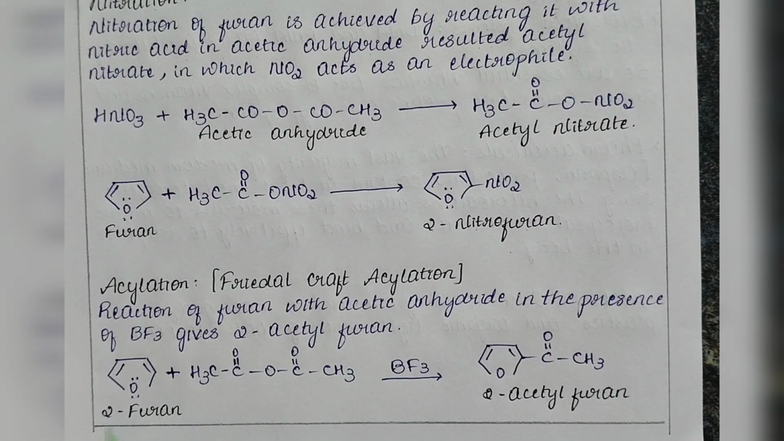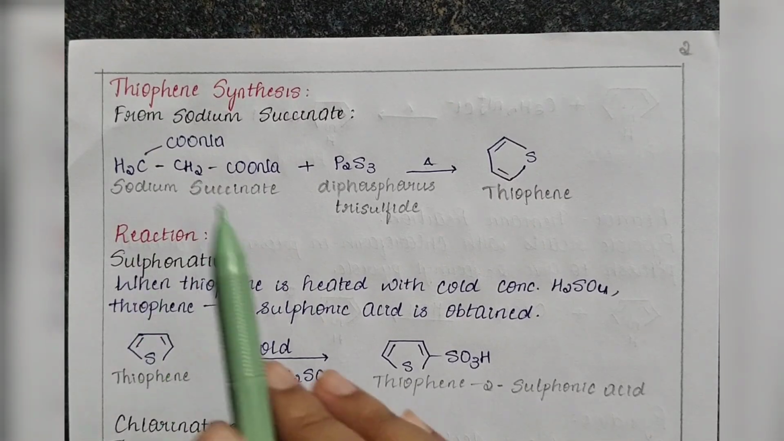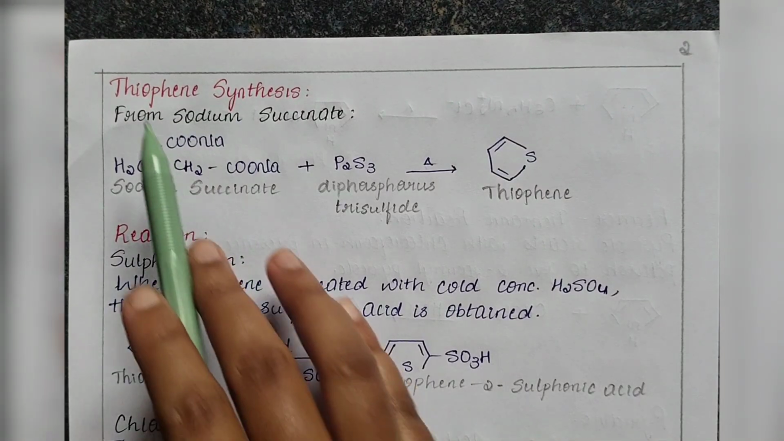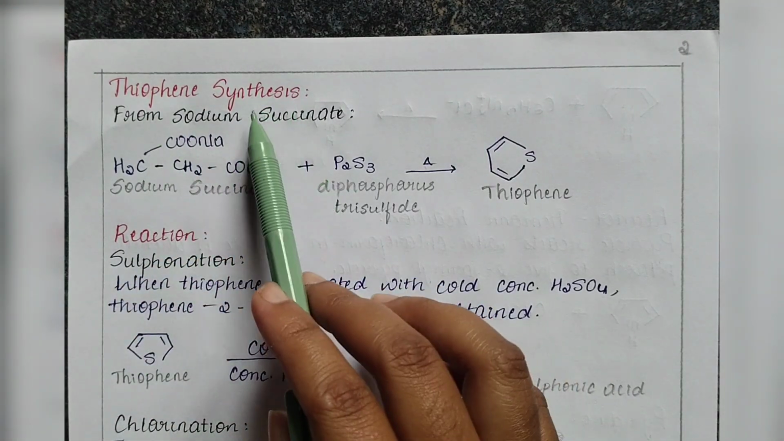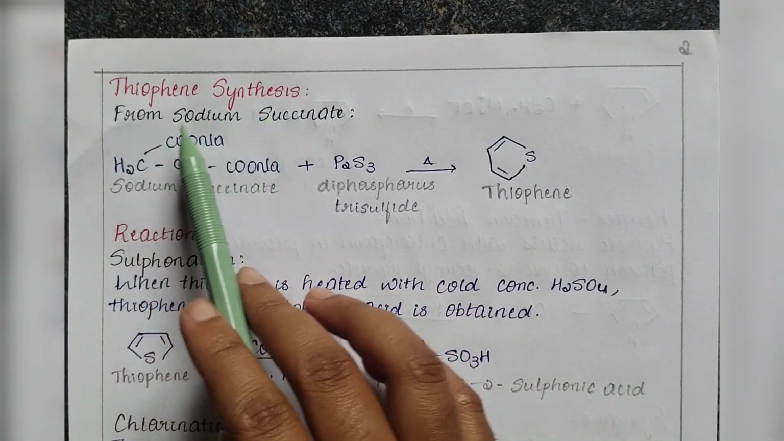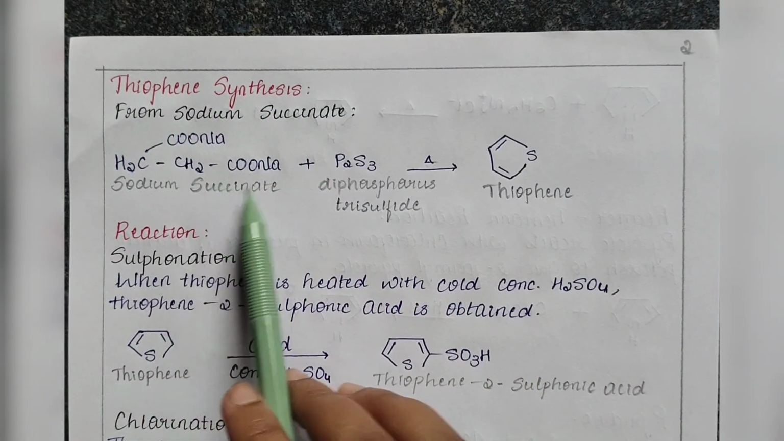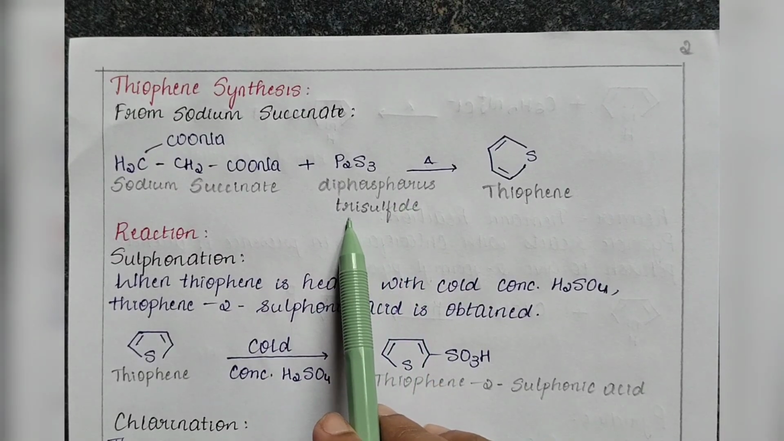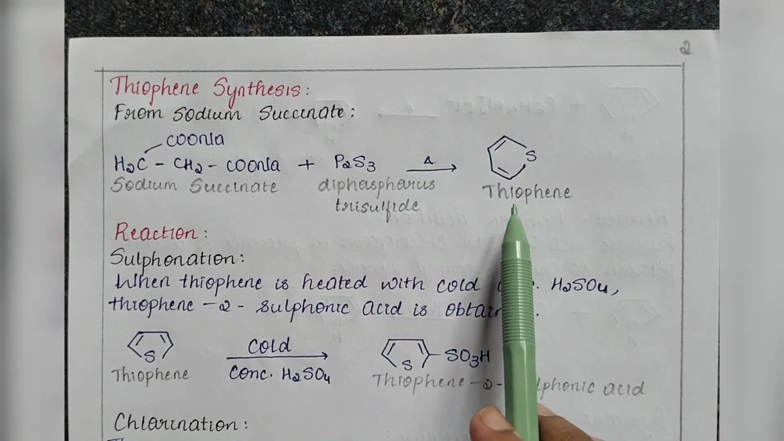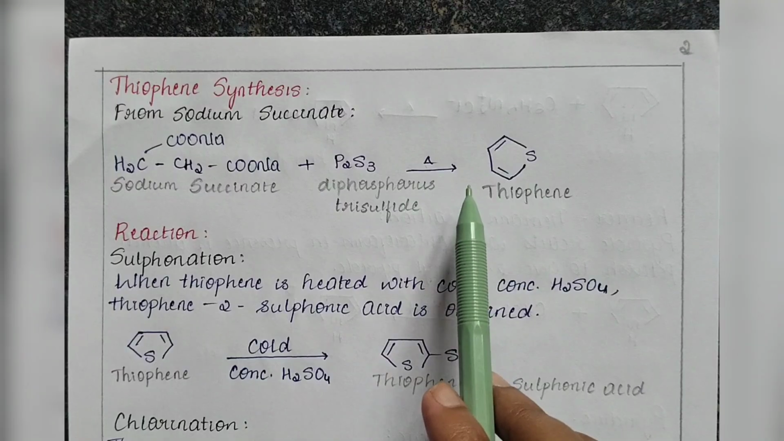So here 2-furan, which is treated with acetic anhydride in presence of BF3, will yield us 2-acetylfuran. And the next compound we are going to synthesize is thiophene. The synthesis of thiophene can be achieved from sodium succinate. When sodium succinate is made to react with diphosphorus trisulfide in presence of heat, we'll get thiophene.